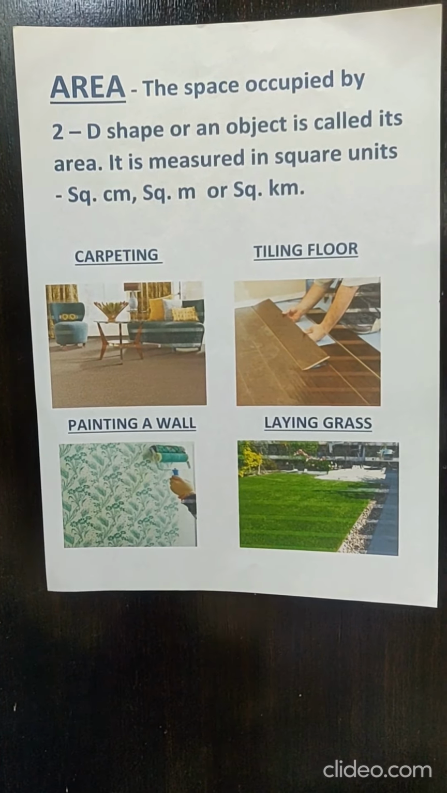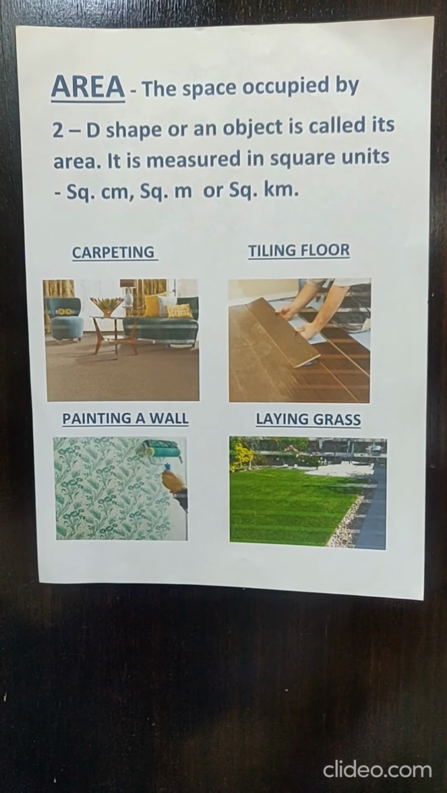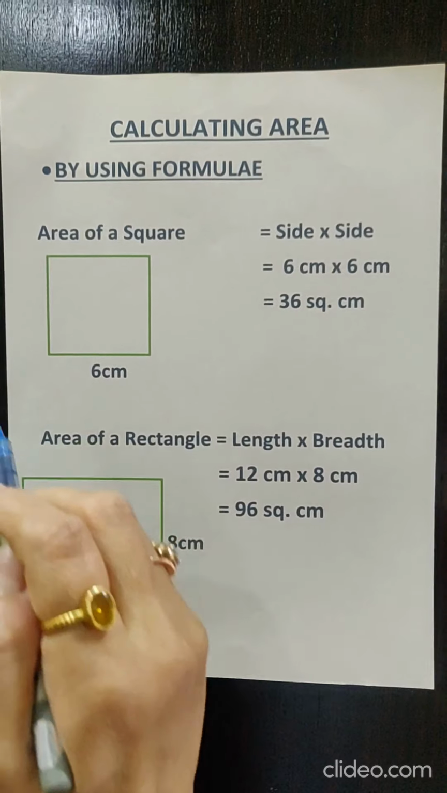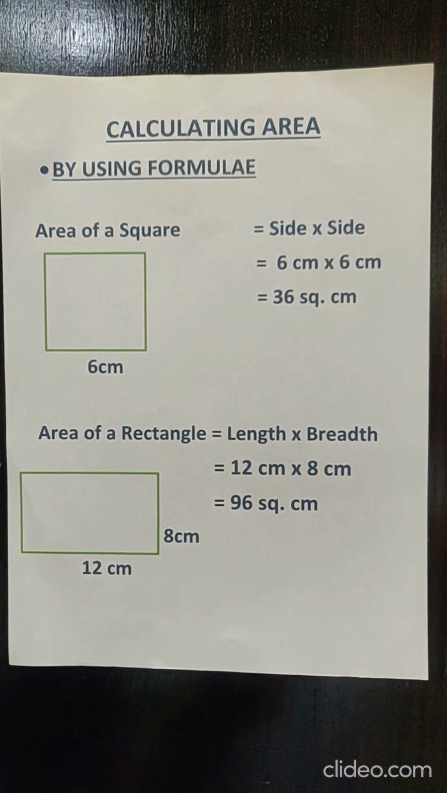So what we have seen here, the space occupied by a 2D shape, meaning 2 dimensions, length and breadth, of an object is called its area. It is measured in square units, meaning square centimeter, square meter or square kilometer. We can calculate the area of a figure or a shape by using some formulas.